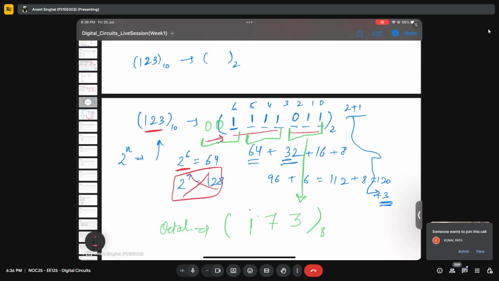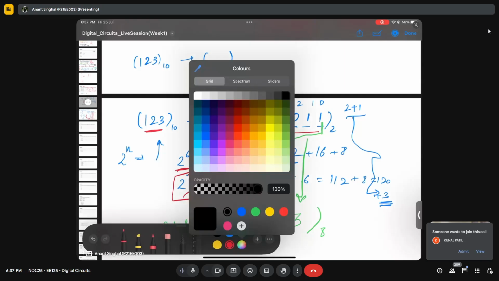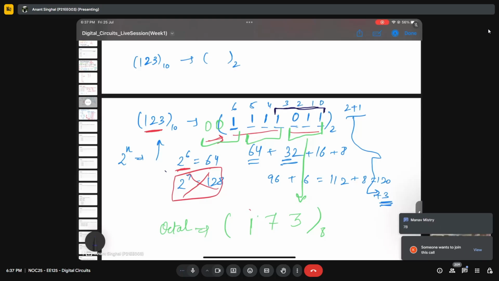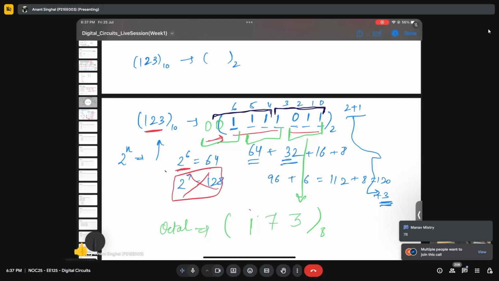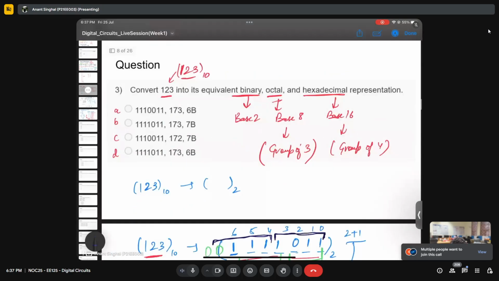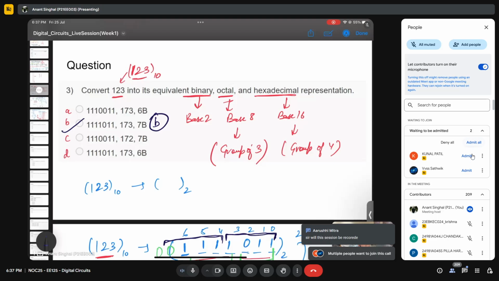Similarly for the hexadecimal, what we need to do is make groups of 4. So let me do it from here. This is the first group and this is the second group. So the hexadecimal will be nothing but, the first number is 1011, which comes out to be 11, which is B. The second number is 0111, that is 7. So the answer would be 7B. Yeah, option B is the correct answer. Is it fine with everyone?